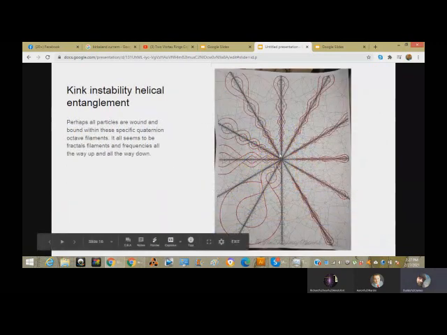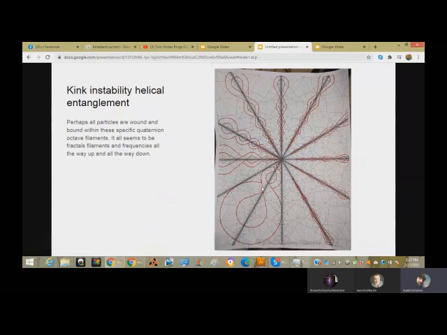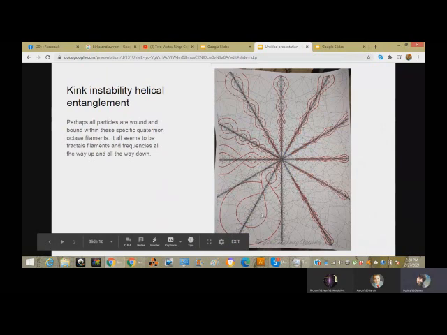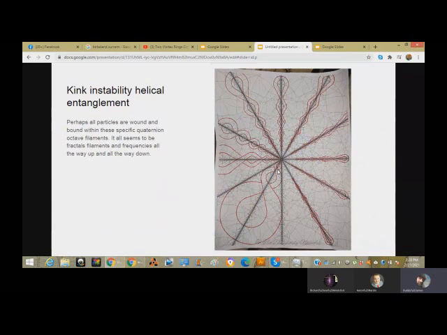Here's the same Dougherty set, but highlighting different natural inherent dynamics of the system. Perhaps all particles are wound and bound within these specific quaternion octave filaments. It all seems to be fractals, filaments, and frequencies all the way up and all the way down. Now, this is the first 10 concatenations. Concatenate is to turn or curve or to wrap around like a ribbon.